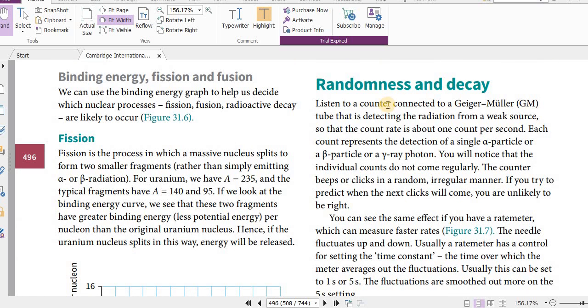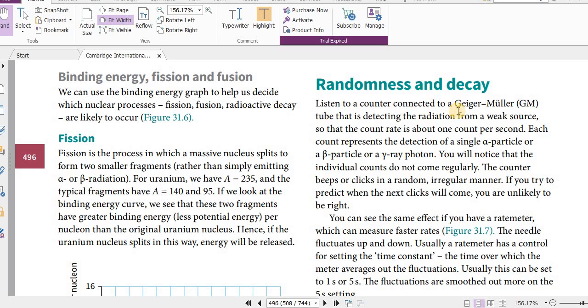Alright, so listen to a counter connected to a Geiger-Müller tube that is detecting the radiation from a weak source, so that the count rate is about 1 count per second. So you'll hear the sound. Each count represents the detection of a single alpha particle or beta particle or a gamma ray photon. Because when that alpha particle enters, it will cause ionization, and as a result you will get this sound.